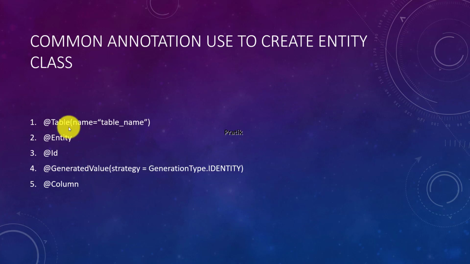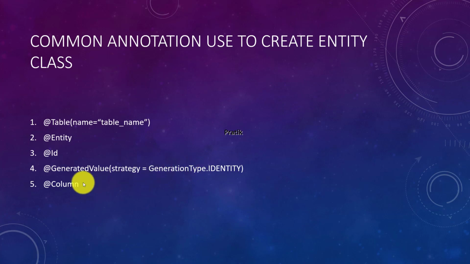Table is used to specify the table name. Entity is going to represent the entity as a class. ID is your primary key. GeneratedValue is one kind of sequence for the primary key, so it should be sequence, identity. These are all kinds of attributes present inside the strategy.